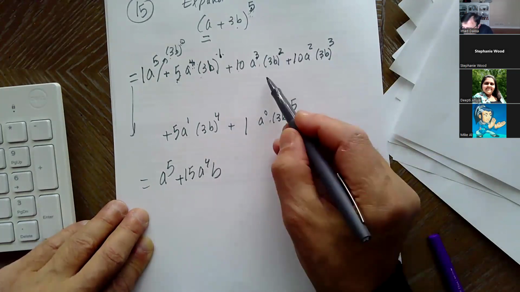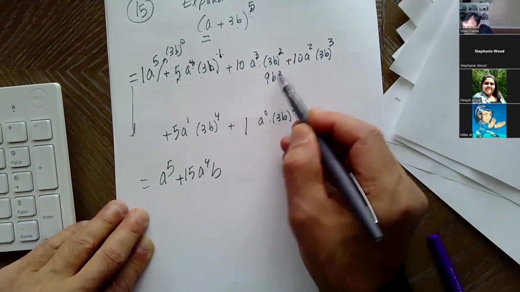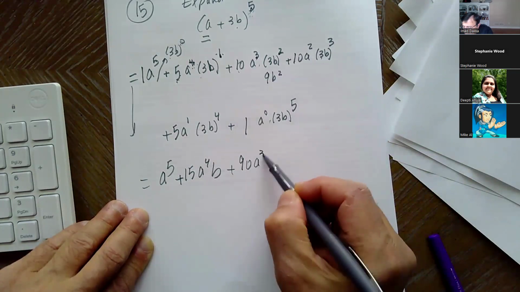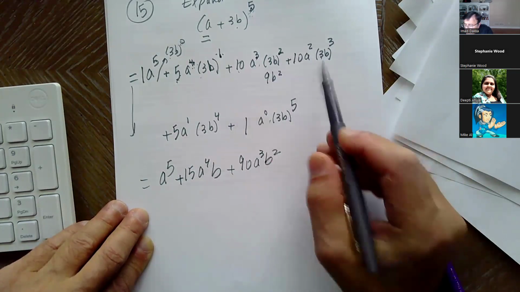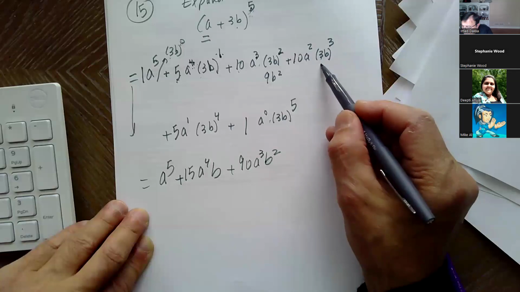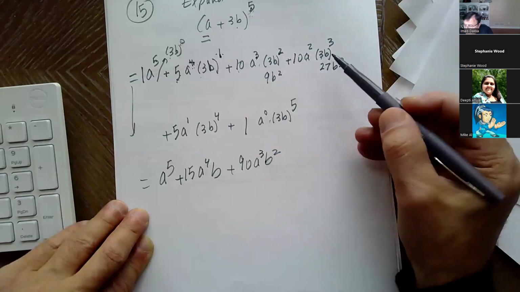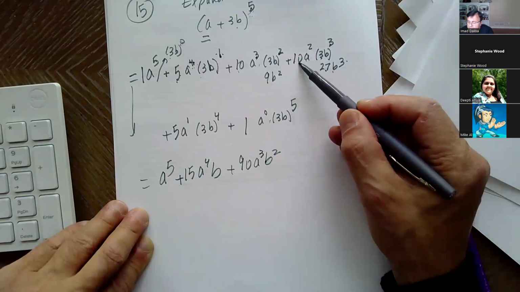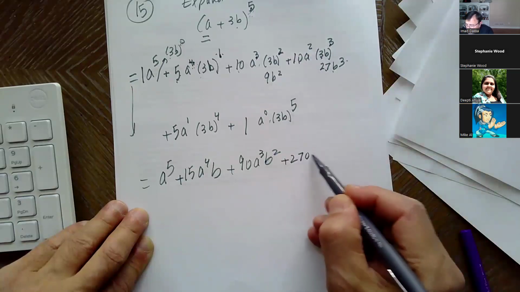You have 3 squared is 9. So that's 9b squared times 10a cubed. That's 90 a cubed b squared. You have 10a squared times 27b cubed. Why 27? Because you have 3 cubed b cubed. 3 cubed is 27. 27 times 10 is 270.